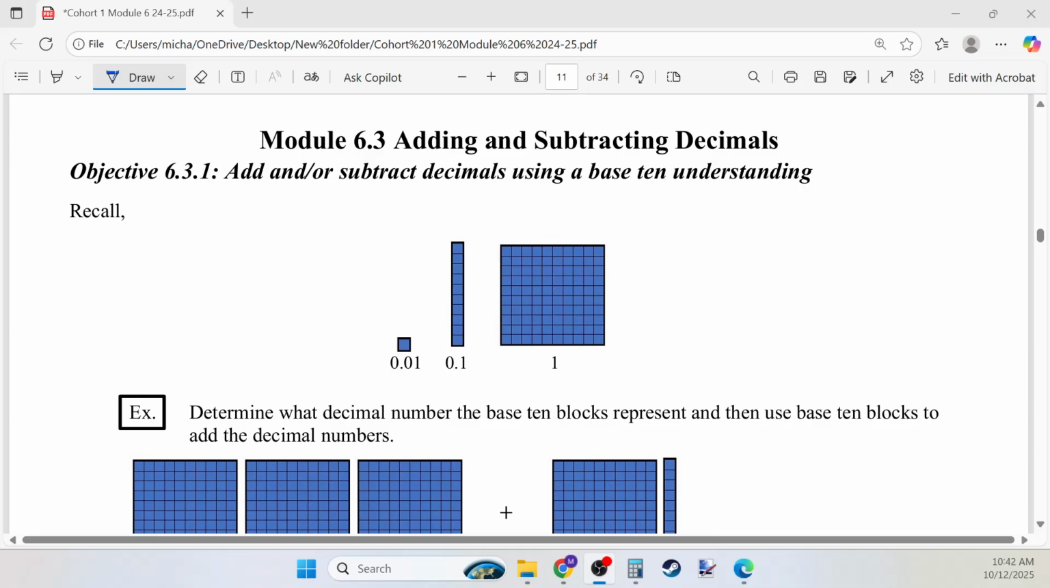Okay, so let's continue with module 6.3. Now we're going to add and subtract decimals. Basically, the rest of this module is going to be doing the operations that we're used to. We're going to add, subtract, multiply, and divide, and then the testing for this module.